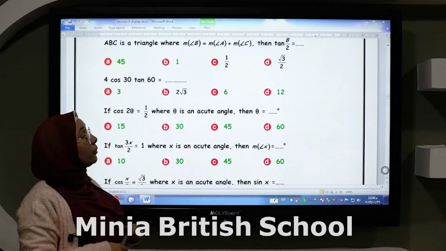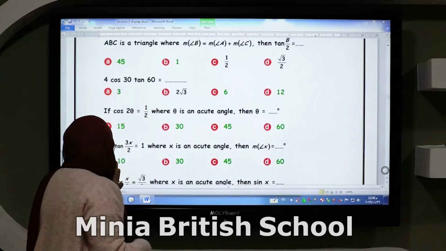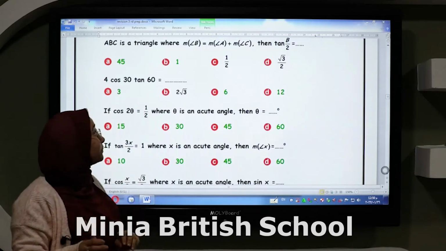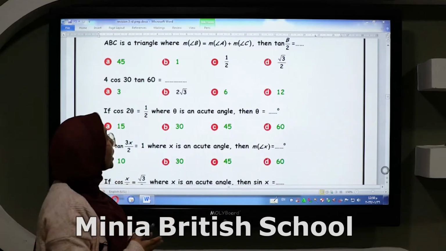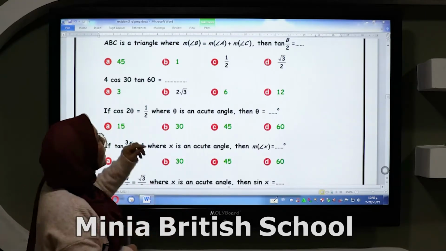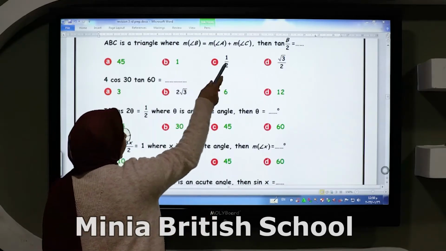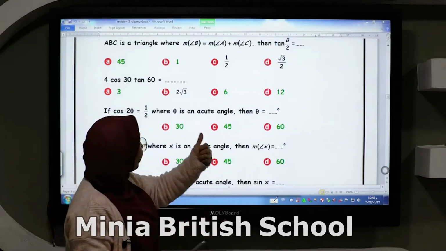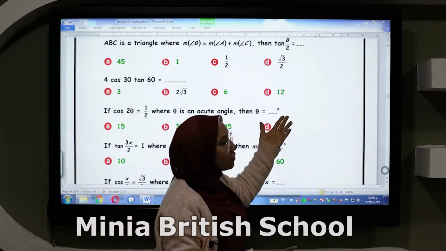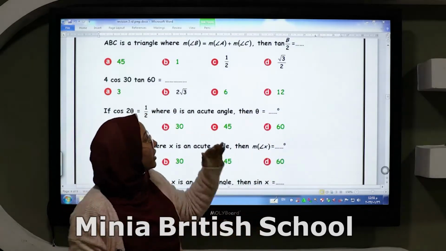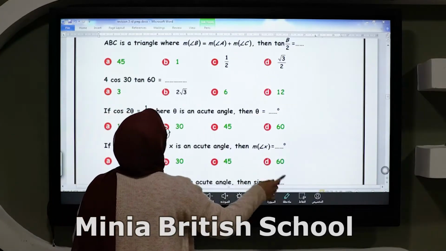ABC is a triangle where measure of angle B equals the sum of measure angle A and measure of angle C. Then tan P over 2 equals what? This rule is only in right angle triangle. So measure of angle P is 90 degrees. So tan P over 2, 90 over 2 equals 45. Tan 45 equals 1. So the answer here is 1.